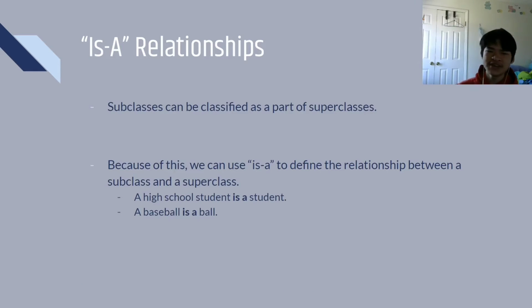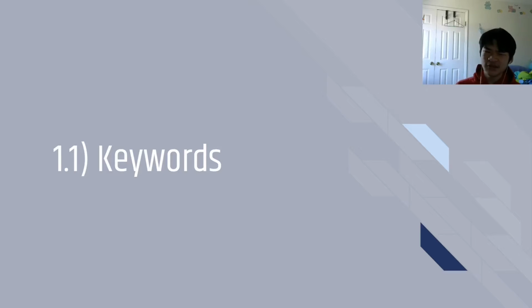Alright, so now we have is-a relationships. So subclasses can be classified as part or an extension of superclasses. Get it? Because we're going to be learning about extends later. Because of this, we can actually use the words is-a to define the relationship between a subclass and a superclass. So, for example, a high school student is a student. That's true. And a baseball is a ball. Okay, that's also true.